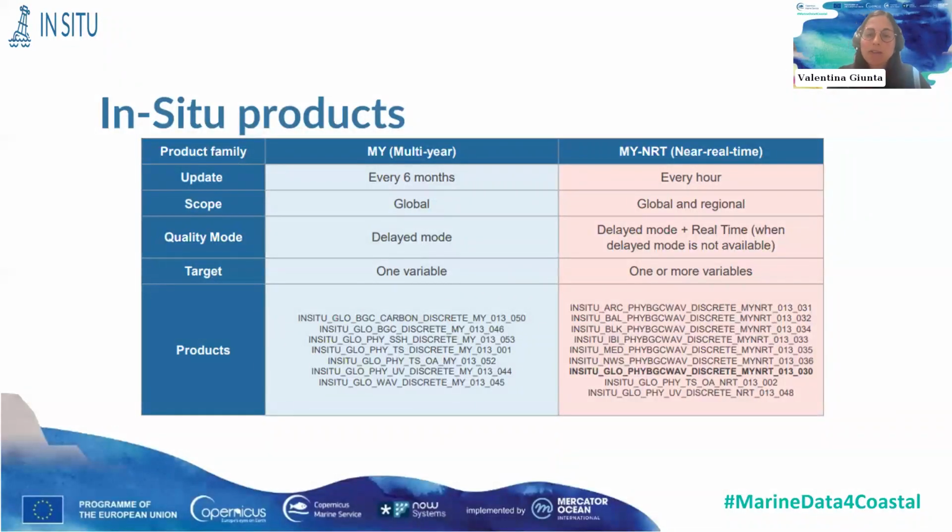And then the other family is what we call multi-year near real time, that is updated every hour. The scope is global, but also regional. The way that it is processed is that you have delay mode plus real time. So when delay mode is not available, we have this real-time data. The target can be one or more variables, so we have different products for the different European seas, so Arctic, Baltic, Black Sea, Mediterranean, and so on. We have one for the global as well, and then for the currents as well.